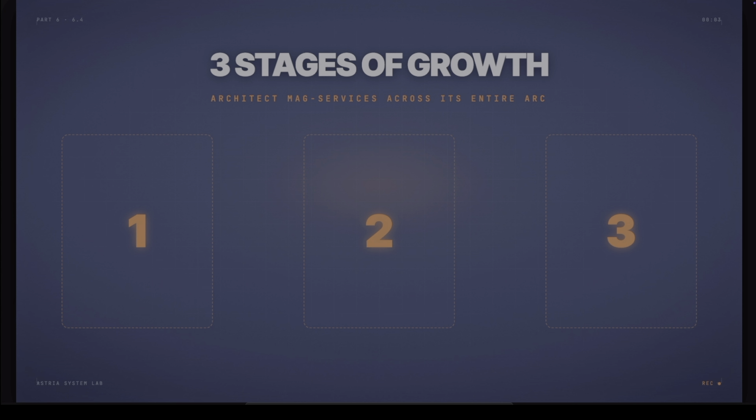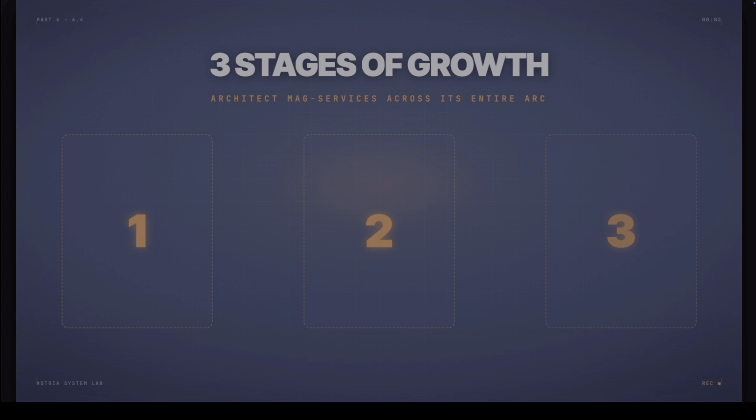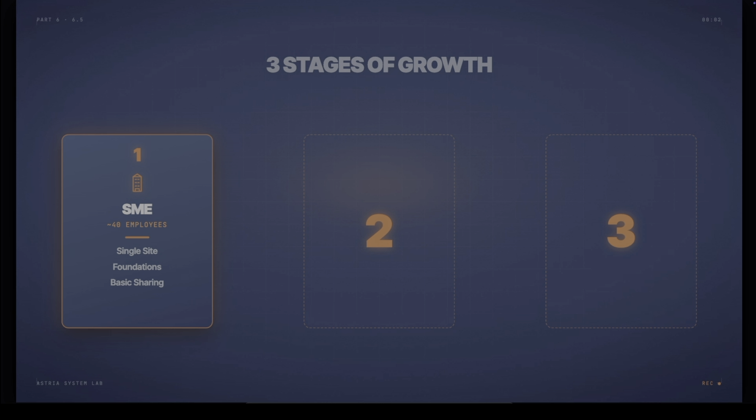And here's the part most channels would never do. We don't just architect Mark Services at one size. We will architect it across 3 stages of growth, and we'll watch the company evolve across the entire arc of this channel. Stage 1, an SME around 40 employees, single site, foundational Salesforce setup. This is where we lay the data model, right setup, basic sharing, and avoid the mistakes that compound at scale.